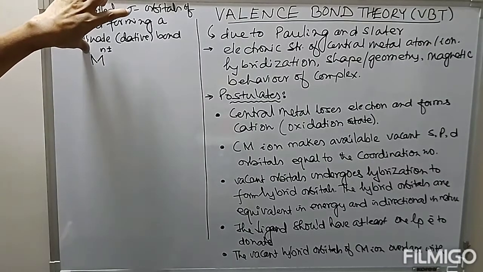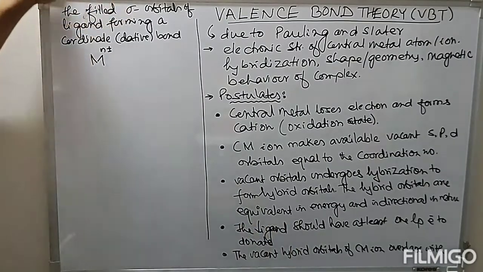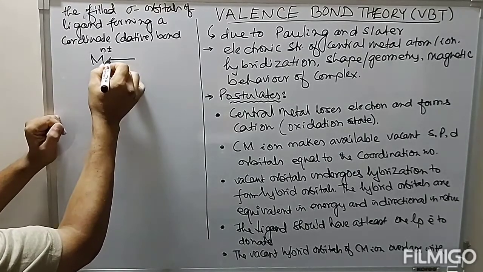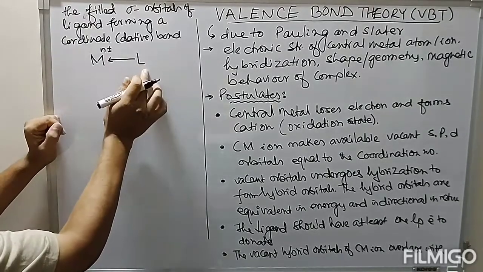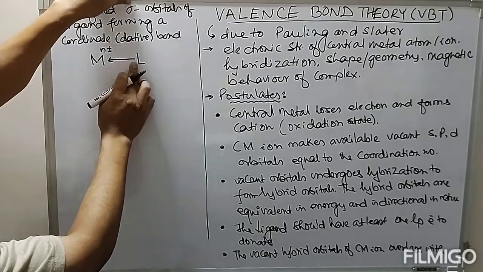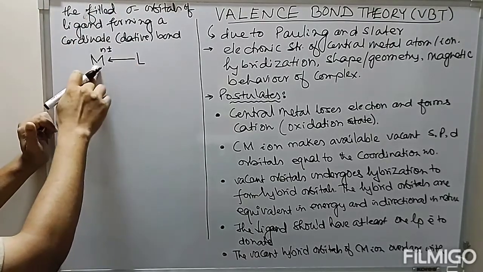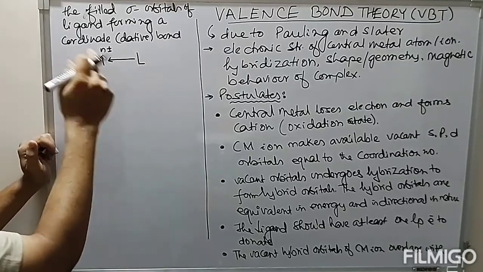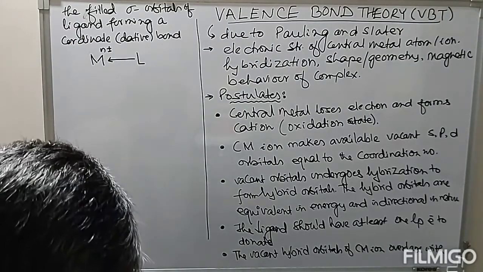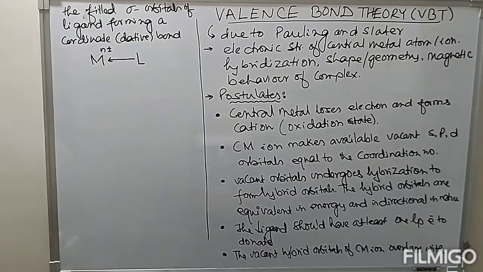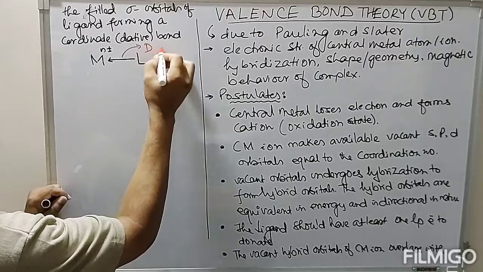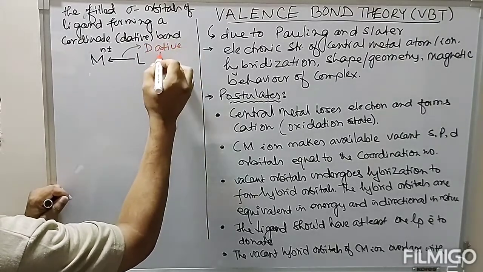This contains a vacant hybrid orbital. To this vacant hybrid orbital, electrons are donated from the ligand. So this is the ligand. The ligand is donating a pair of electrons from its filled sigma orbital to the vacant hybrid orbital of the metal, forming a dative bond. So this bond formed between metal and ligand is a coordinate bond or dative bond. This is a dative bond that is formed.